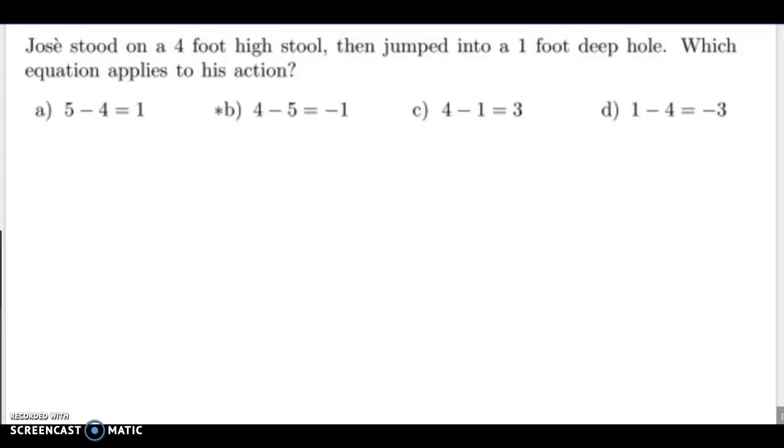Hi everybody, this is for CR number 2, question number 4 helper video. Hopefully after doing this you'll be able to handle question number 4. It says Jose stood on a 4-foot high stool, then jumped into a 1-foot deep hole.